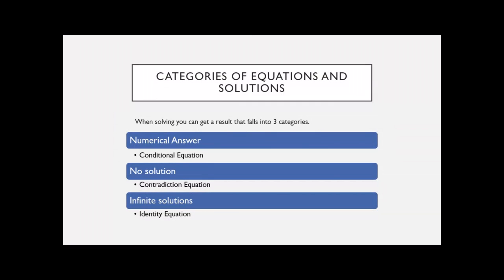So when solving, there's basically three possibilities. You can get a number for your answer, and when you solve an equation and get a number, that is called a conditional equation. It's possible to get no solution to an equation, and that is called a contradiction equation. And then it's also possible to get infinite solutions, which basically means there are lots of answers to that equation, and that's called an identity equation. So these are the three categories.